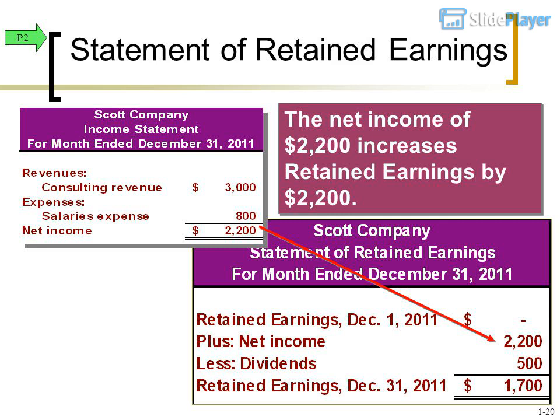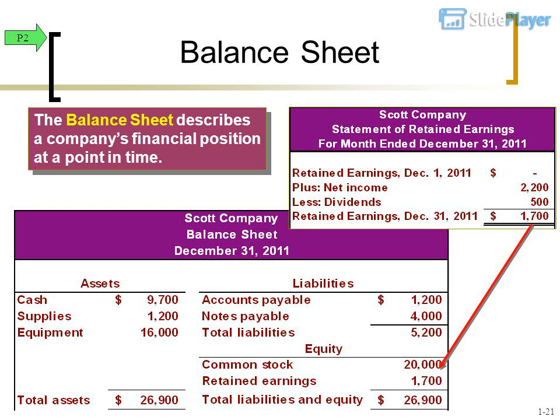Balance sheet. The balance sheet describes a company's financial position at a point in time. The balance sheet is an inventory of assets, liabilities and equity at the end of the month. Our total assets are equal to $26,900. This includes cash of $9,700, supplies of $1,200, and equipment of $16,000. Liabilities include accounts payable of $1,200 and notes payable of $4,000.